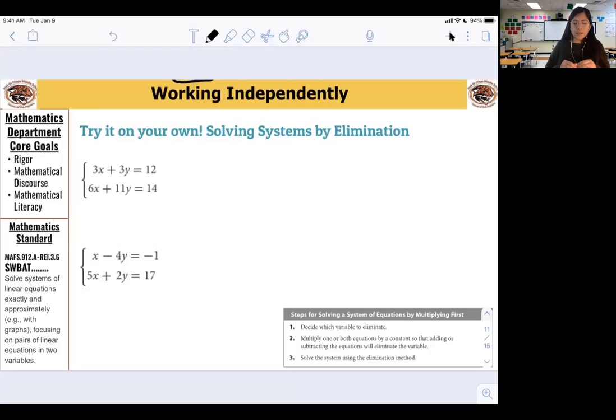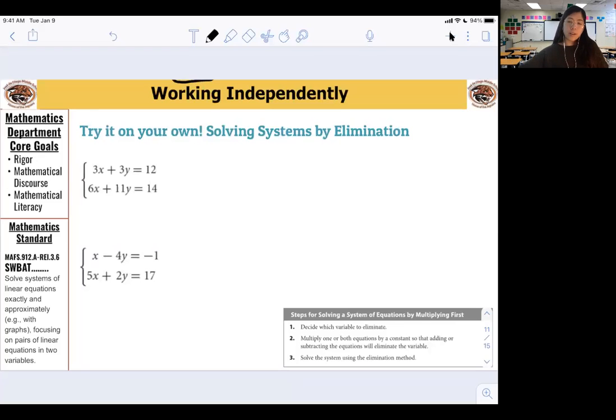Okay, about 15 seconds remaining. I want to give you guys more time, but I also want to make sure we get to go over them. So this is it. Here we go. All right. That's the timer.